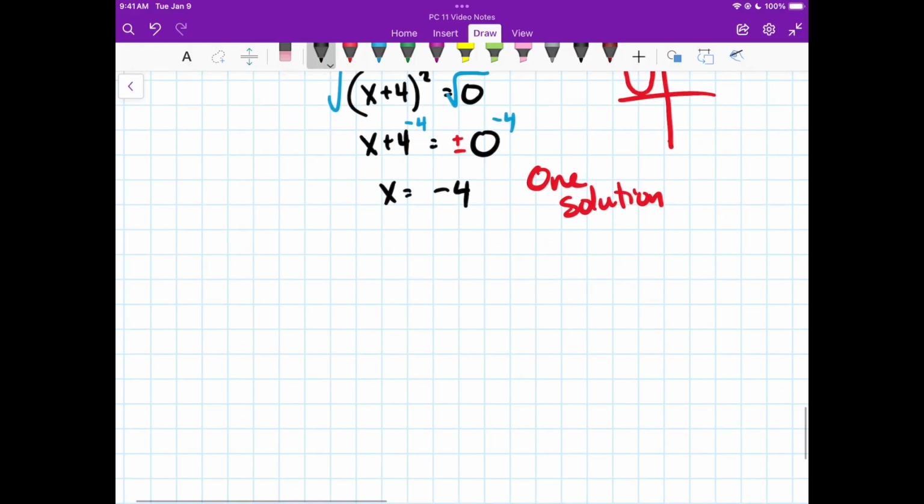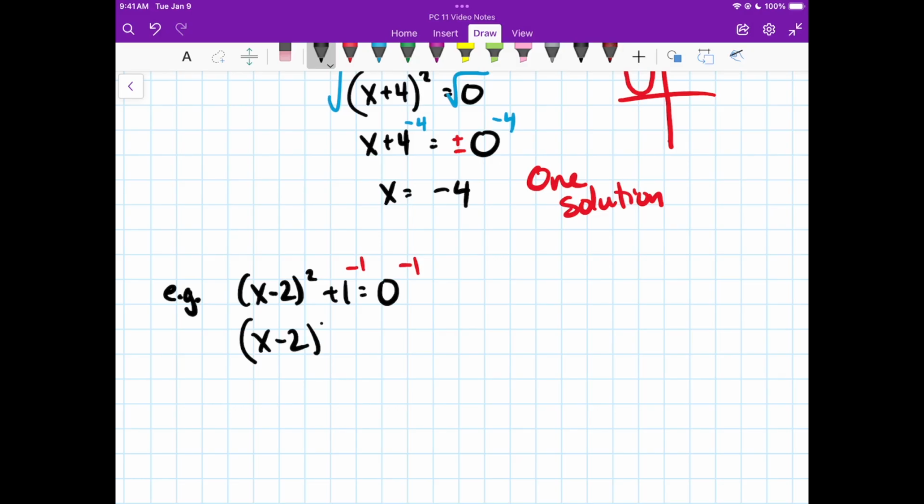And so you might be wondering, well, how do I get no solutions? So let's take a look at that. So if I've got (x - 2)² + 1 = 0. So it's already in vertex form. We don't even have to complete the square. So if we start by moving that 1 to the other side, like we should, we're going to subtract 1 on both sides. We get (x - 2)² = -1.